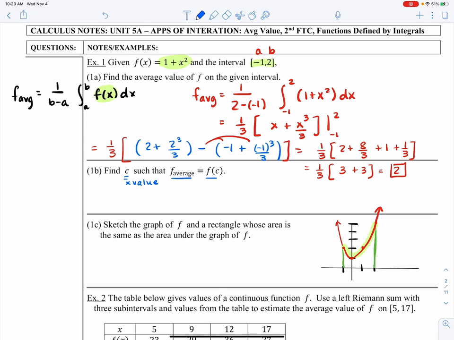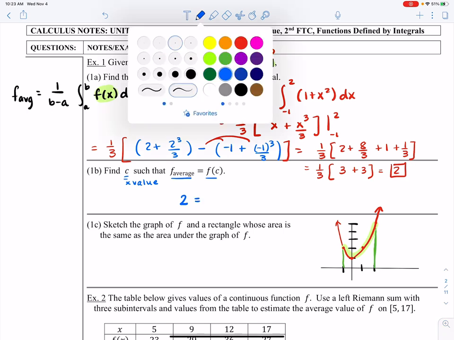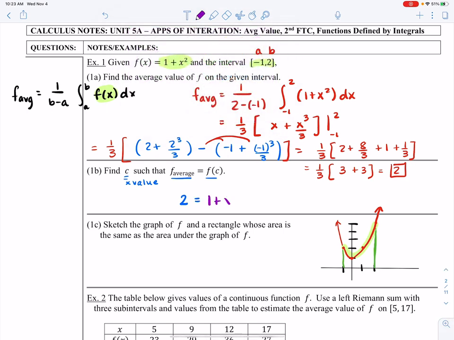Part B of this says find c, which is the x value, such that the average value is equal to f of c. All they're asking you to do is, I'm going to take that y value of 2, and I'm going to set it equal to my function. I want to know what is the x value this is happening at. So I'm going to subtract 1. I'm going to get 1 is equal to x squared. I'm going to take the square root of both sides, and we get that x is either plus or minus 1.